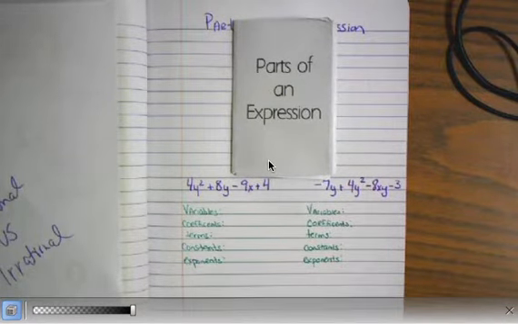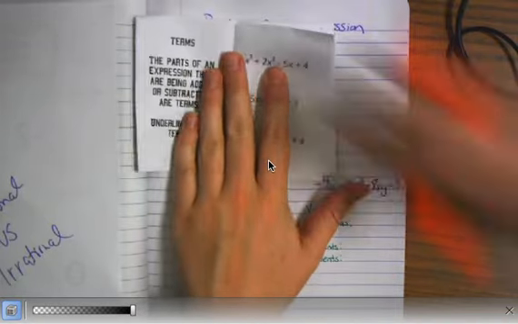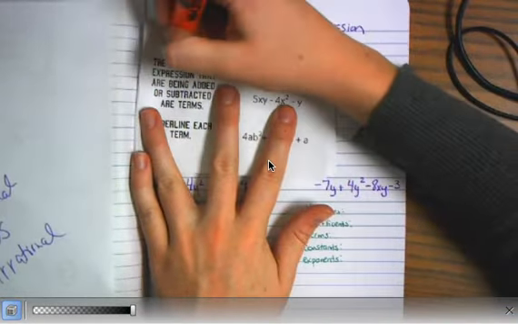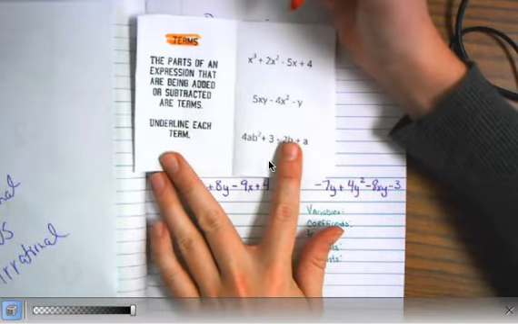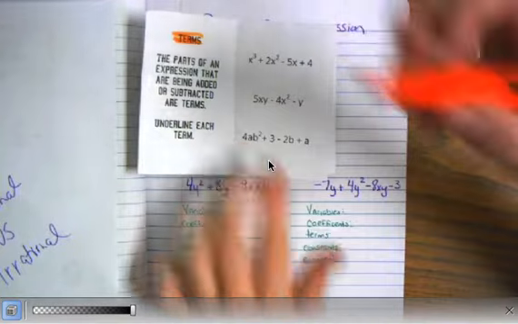So now we're going to get to taking our notes. It'll help if you have some colors as well. So for parts of an expression, there's going to be some vocabulary we're going to use. The first vocabulary term we're going to talk about is terms. Terms are the parts of an expression that are being added or subtracted from each other. So we're going to underline each term.